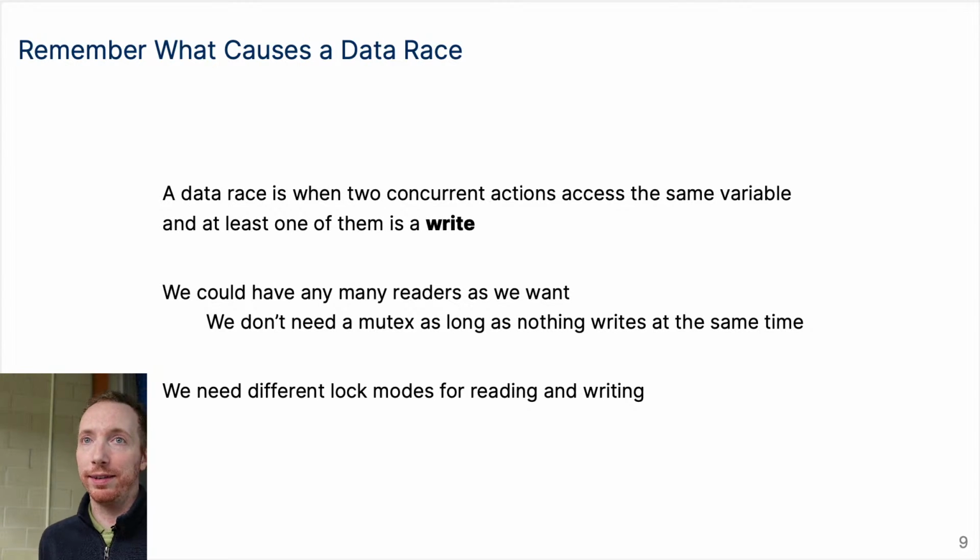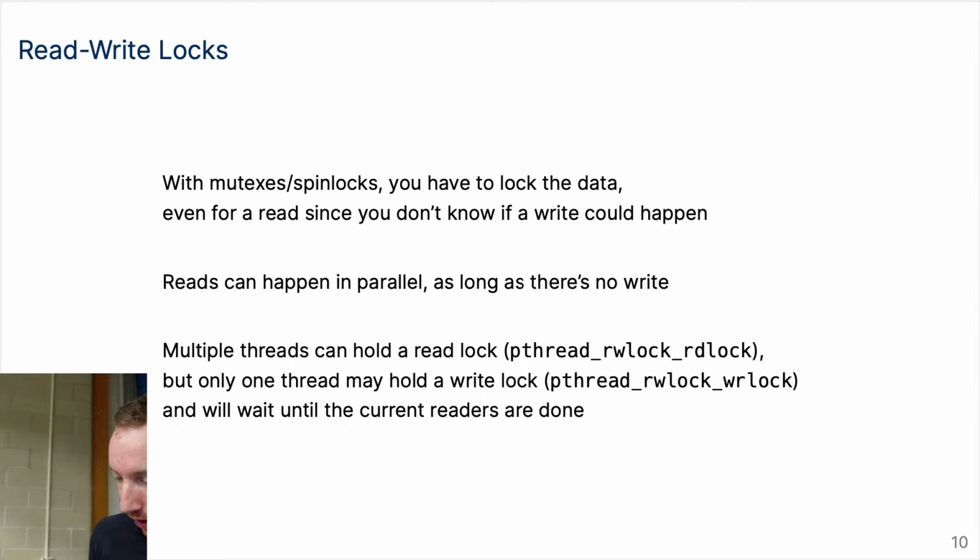If I just have a mutex in my arsenal, I would have to put a mutex around the reads and the writes just so I don't have any concurrent accesses that could be a write. So what you can do is implement a lock that has different behaviors based on whether you're acquiring it for reading or writing. That is called a read-write lock. With mutexes or spin locks, you just lock the data even if you don't know if a write could happen. But you want reads to happen in parallel as long as there are no writes.